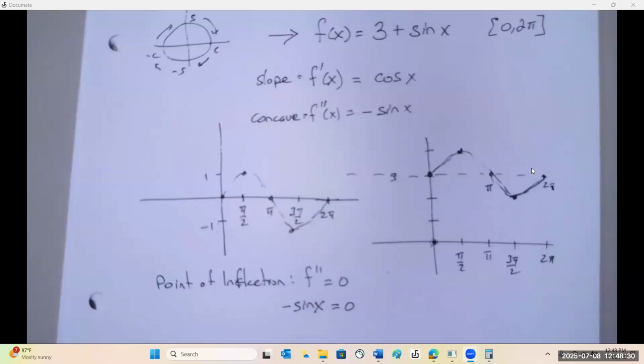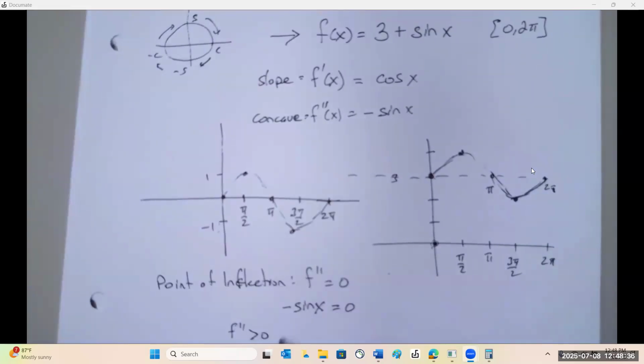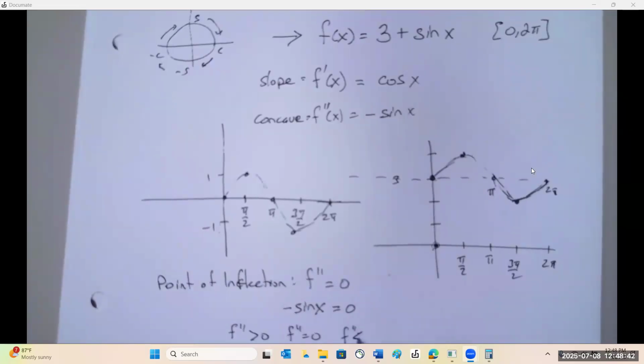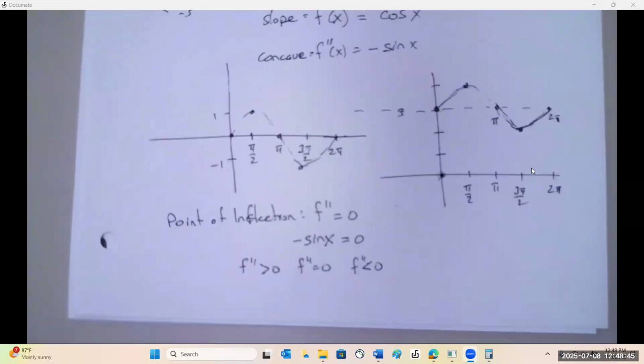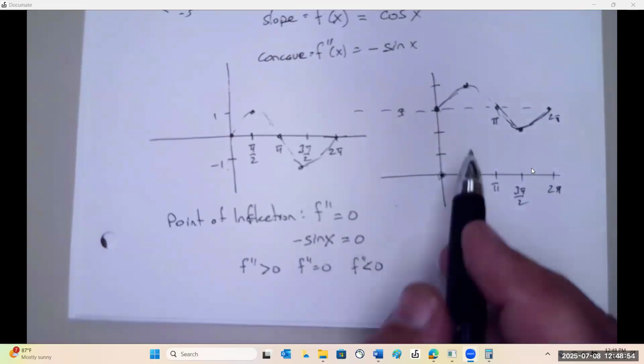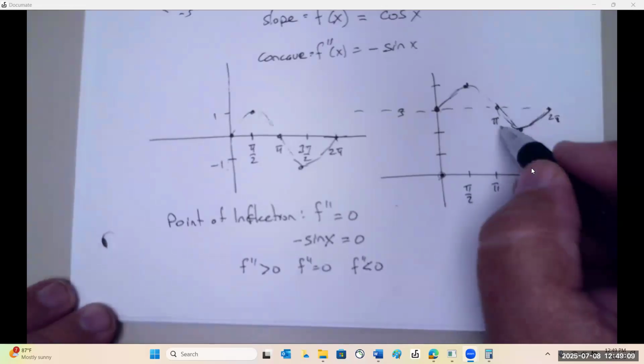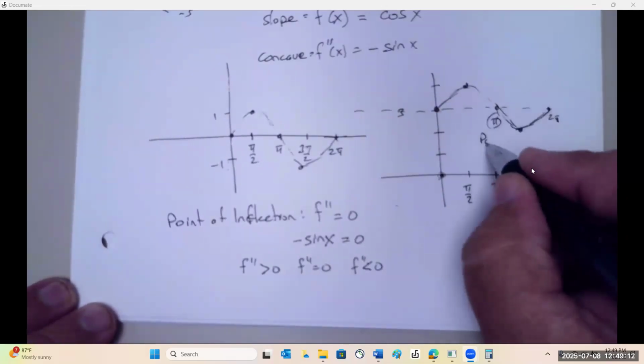But a point of inflection is where it changes concavity. In other words, if one side's positive, one side's negative, then the point in the middle is the point of inflection. Points of inflection never occur at endpoints. So it's where the concavity changes. So the only place we're looking at, this is our point of inflection.